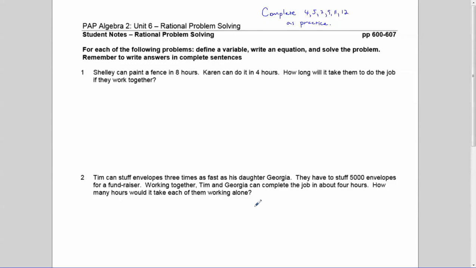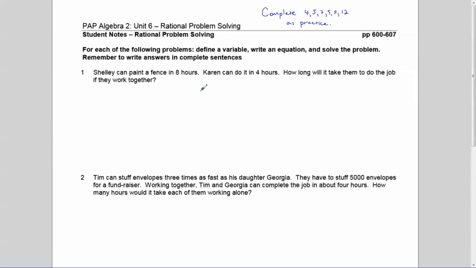Today's topic is rational problem solving. In this video we're going to look at how to apply rational equations to solve real-world problems. So I'm going to do half of the problems in the packet and you will need to complete the other half on your own. I've written the numbers you need to complete up top. It's 4, 5, 7, 9, 11, and 12.